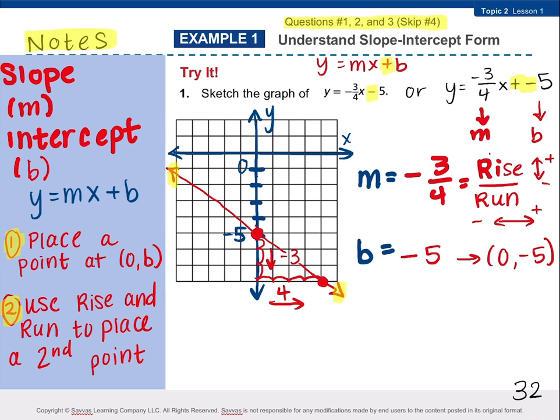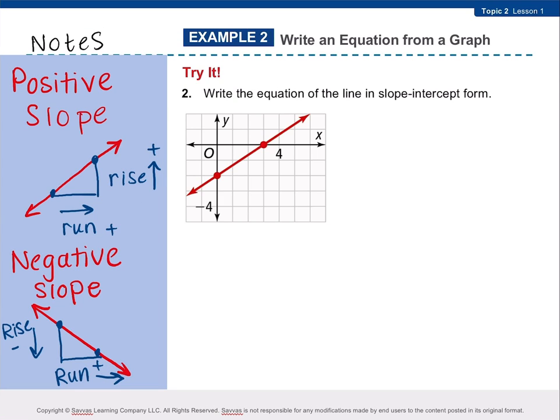So for number 2, we're going to actually do the reverse. And I think that'll help us understand the format. We're going to write the equation of this line shown in y-intercept form, slope-intercept form, y equals mx plus b, is my slope-intercept form. Again, there's more notes. Just something to think about to check yourself.